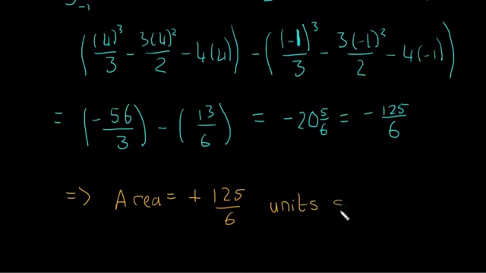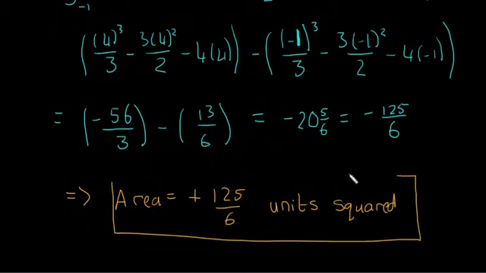units squared. And the reason you say units is just because you don't know. If it was centimeters or meters, you'd say centimeters or meters squared, but since we don't know, we just say units squared. You don't have to be so worried about saying units squared. I don't think they're going to mark you down for not saying it, but it is just good to know that you understand the area is always units squared, okay? Plus 125 over 6. So hopefully you got that if you paused the video.